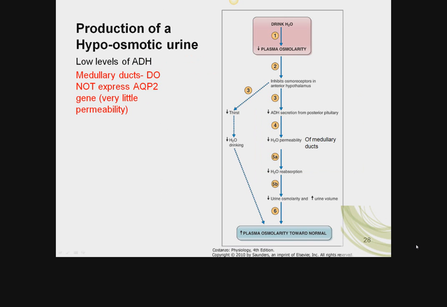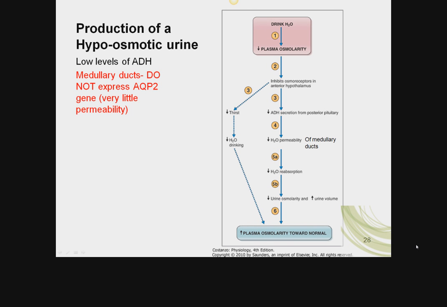Now, how can you produce a hypoosmotic urine? How can you make copious amounts of dilute urine? Well, one, you need to shut down the release of ADH. So when this happens, maybe it's because you've consumed too much water and your blood osmolarity is dropping too much. Just like high blood osmolarity was the trigger for more ADH release, low plasma osmolarity will be the trigger to shut down ADH release.